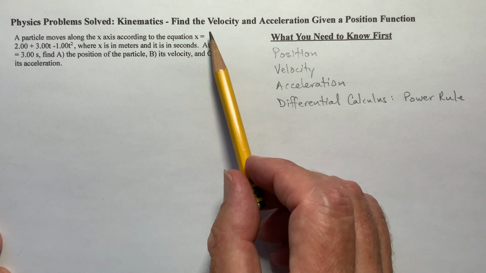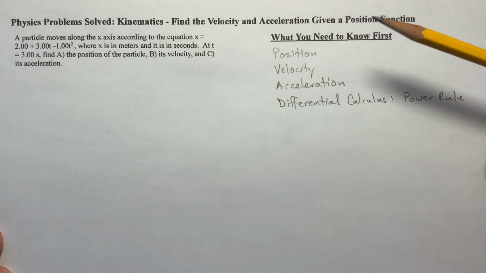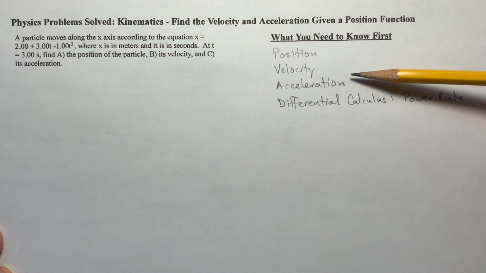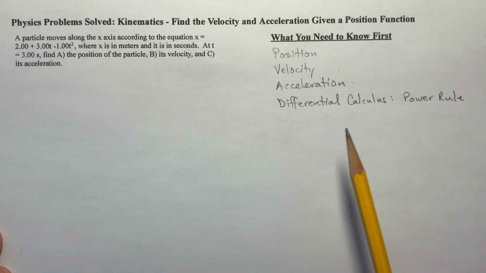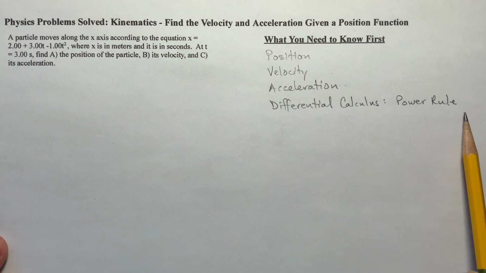We're going to talk about velocity and acceleration given a position function. So you need to know what position means, what velocity means, what acceleration means, and you need to be able to take a derivative using the power rule.